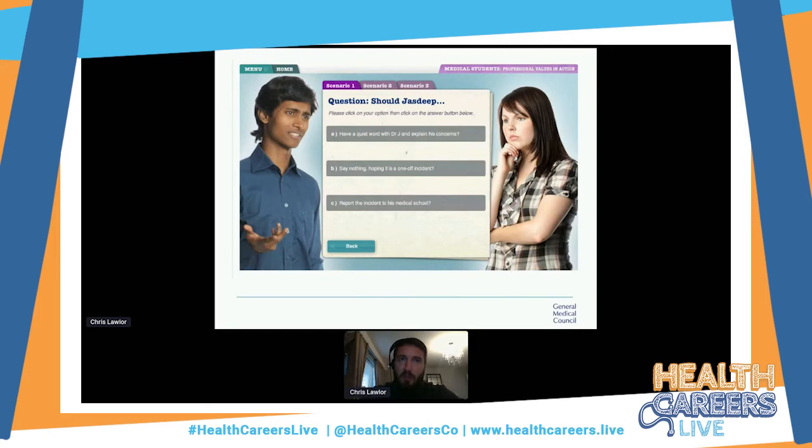So certainly report it to the medical school, but inform your seniors and make sure somebody ensures that that doctor isn't going to be treating patients. So yeah, informing somebody else, making sure someone takes responsibility, and reporting that incident to the medical school, because they will be able to help you and give you guidance in that type of situation.